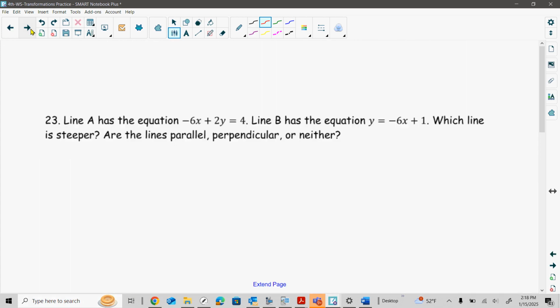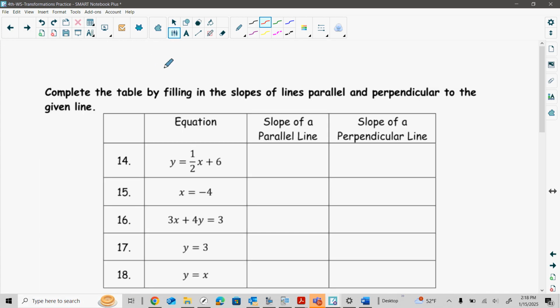Now on the back, I want you to complete the table using slopes of parallel and perpendicular. If the slope is parallel, this would be the same number, same slope, means same number. Perpendicular slope, this is when we flip the number and change the sign.